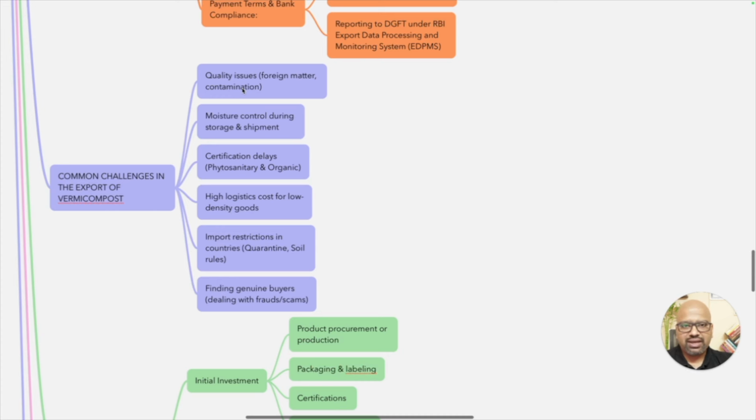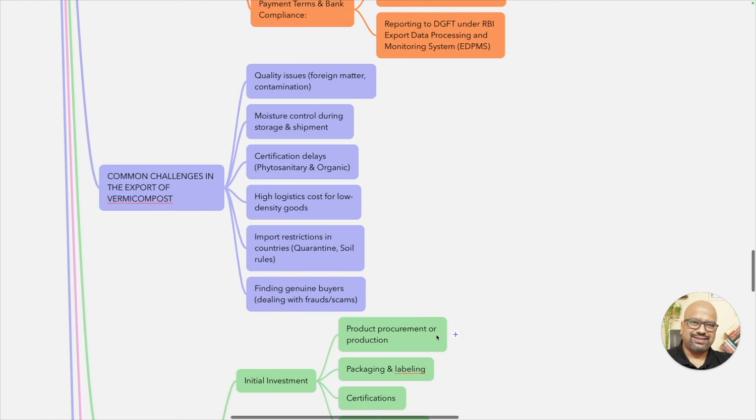So if we get samples tested and the samples prove something wrong, then whatever money the buyer has paid, they will take it back, or they will sue you in court. So why take unnecessary trouble? Do an ethical job, that should be good enough. Then moisture control: don't spray water just to add weight. The moisture rate should be mentioned, specifying what percentage of moisture content will be available.